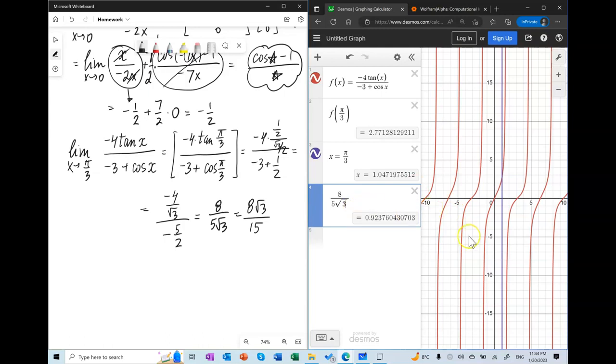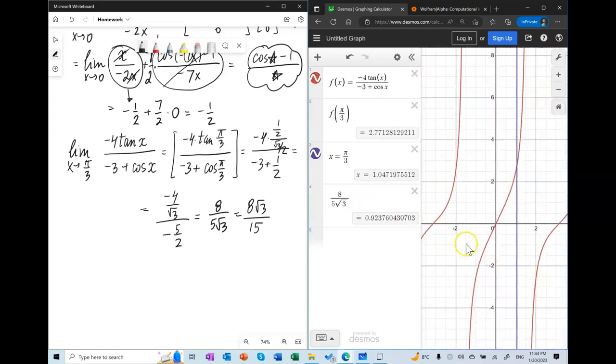So that answer was clearly wrong, right? So 0.92. So I guess I did make an arithmetic mistake somewhere. Let's see where. 1 over root 3, so -4 over radical 3. -3 plus 1/2. Now I'm insecure about my arithmetic skills. This is true. And now what are we doing here?